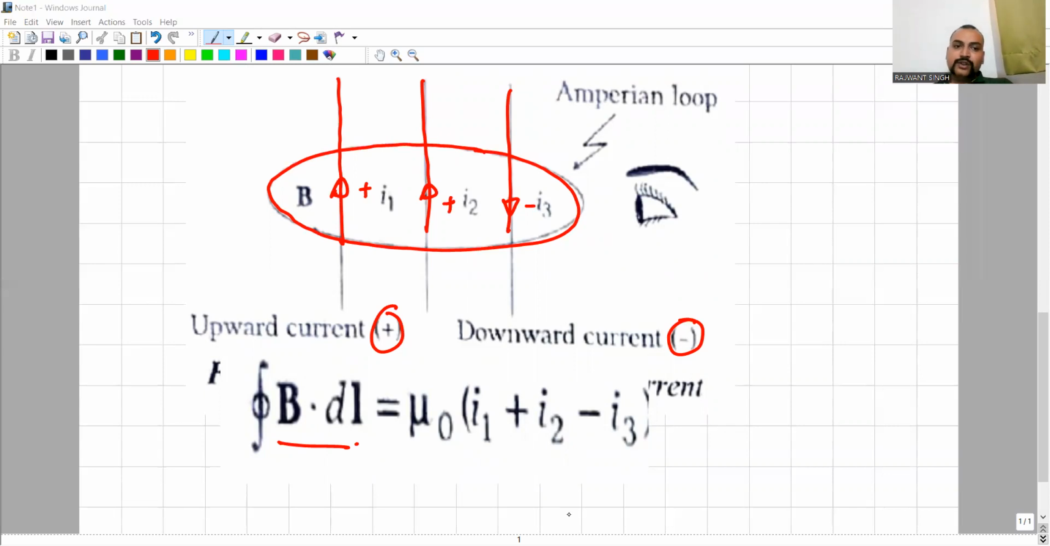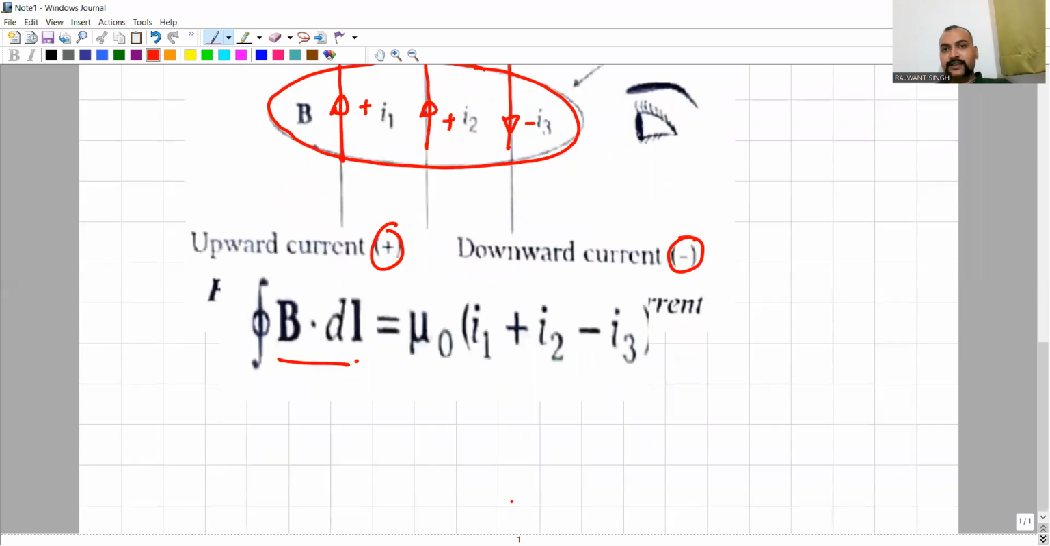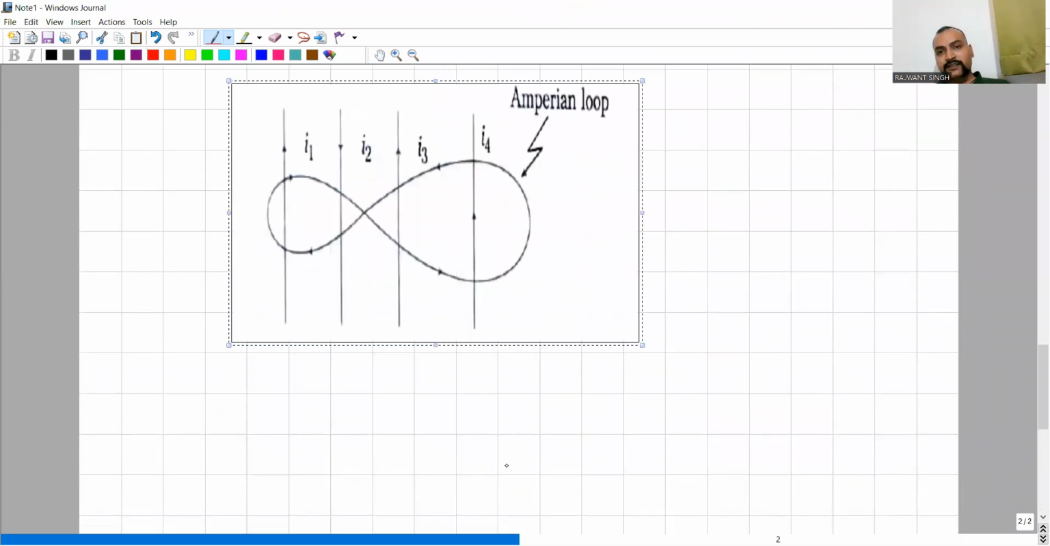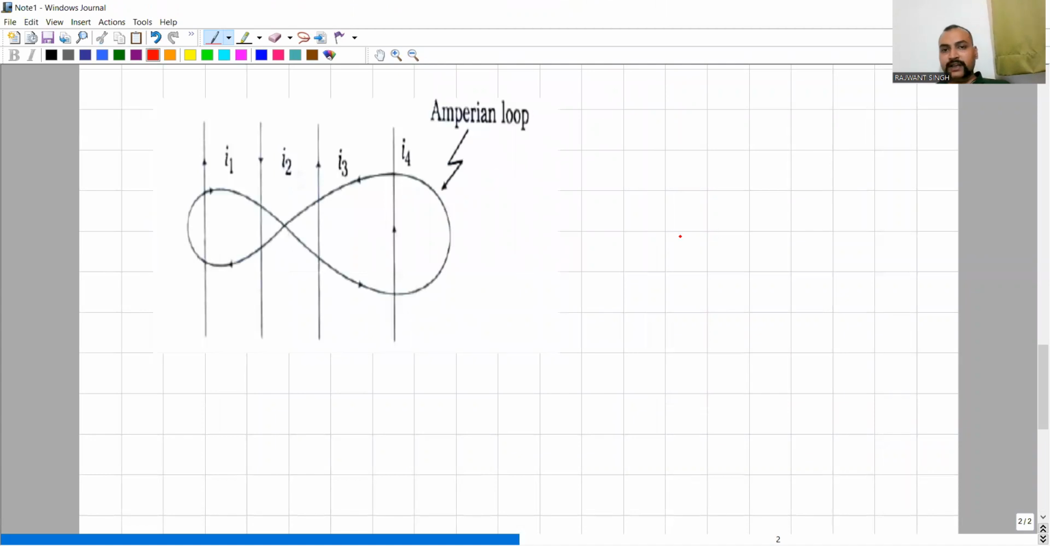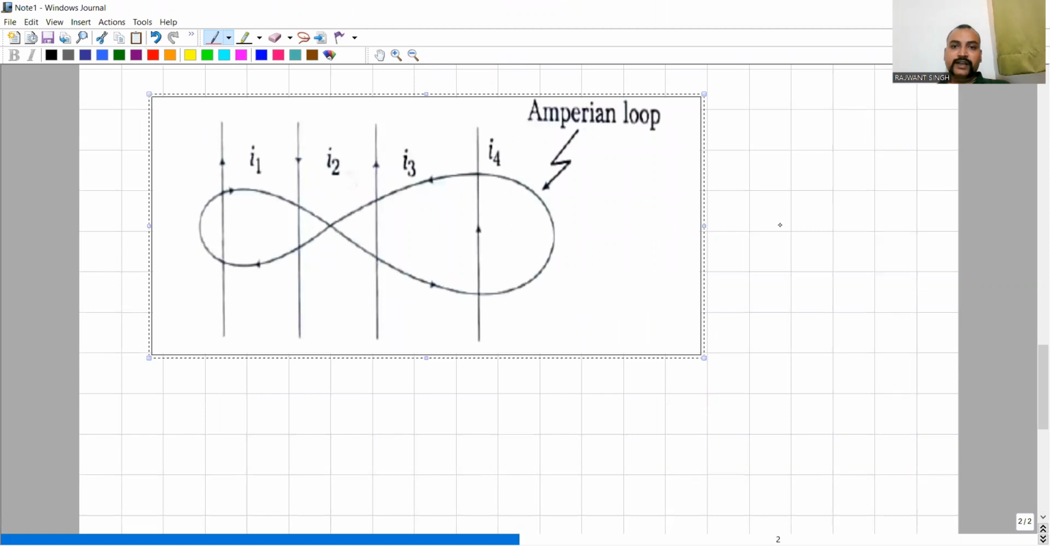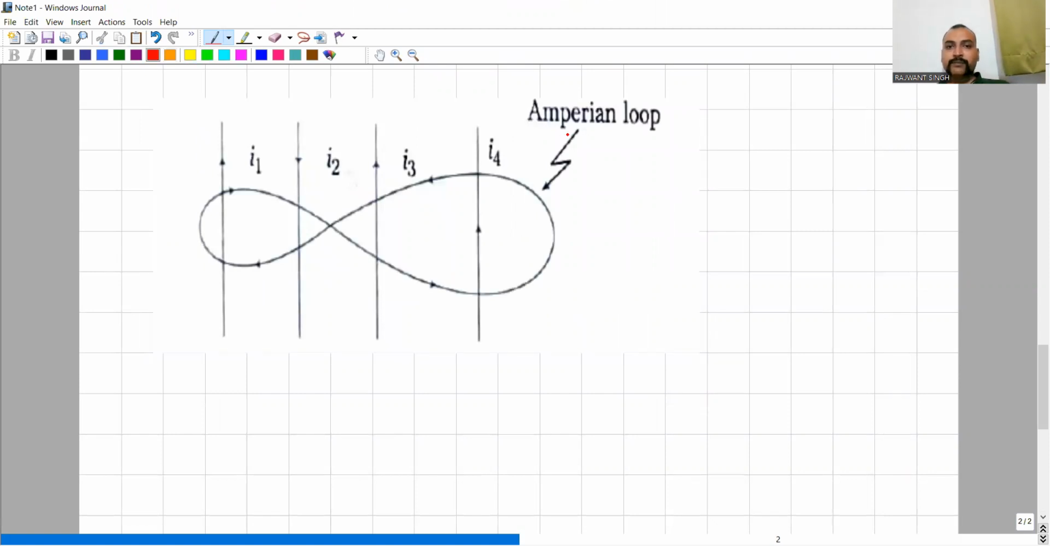Now, again, as I told you, you can take any Amperian loop. It is not necessary that you always take the Amperian loop as circular in the shape of the magnetic field lines, but it is again useful to take it in the shape of magnetic field lines. So here we have an Amperian loop and we have multiple currents going up or down: 1, 2, 3, 4, four currents.